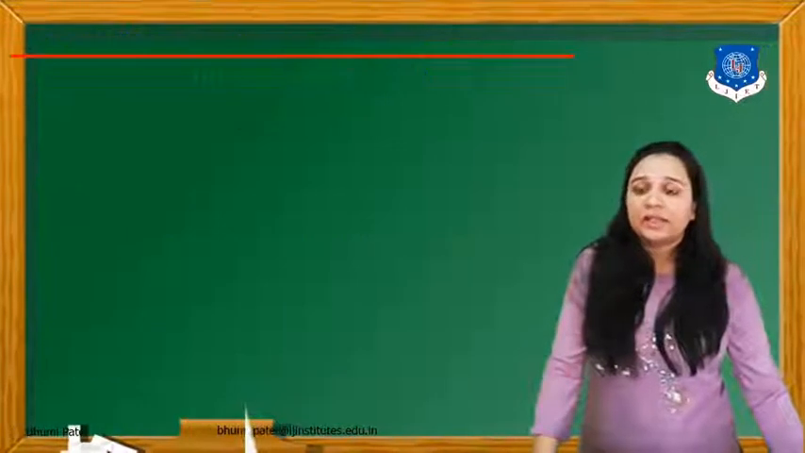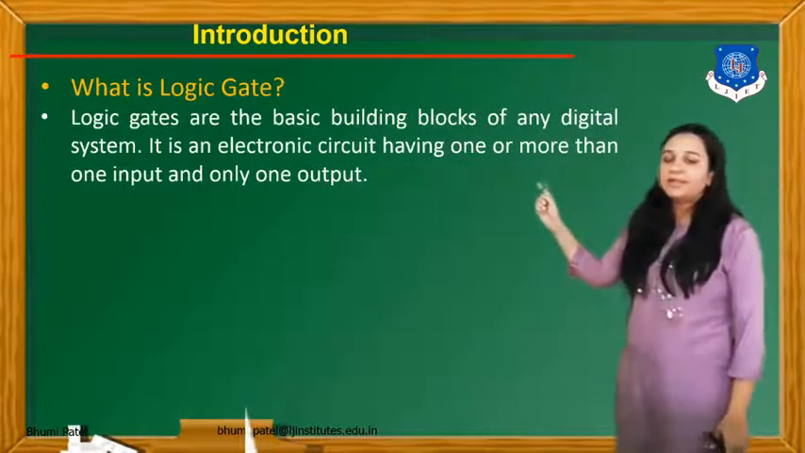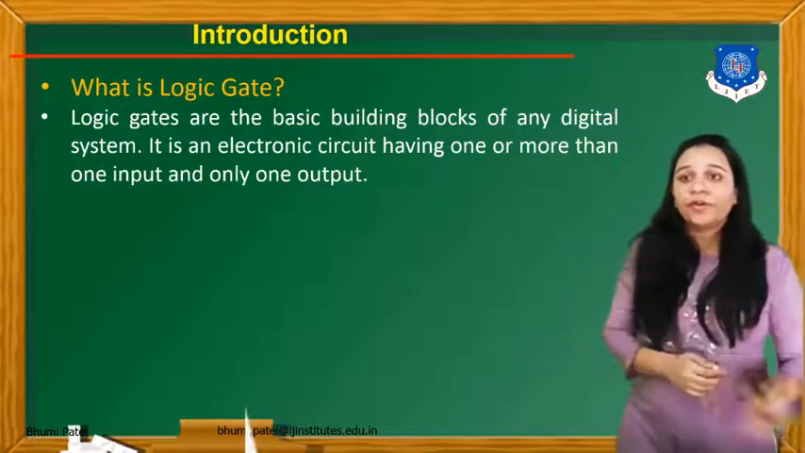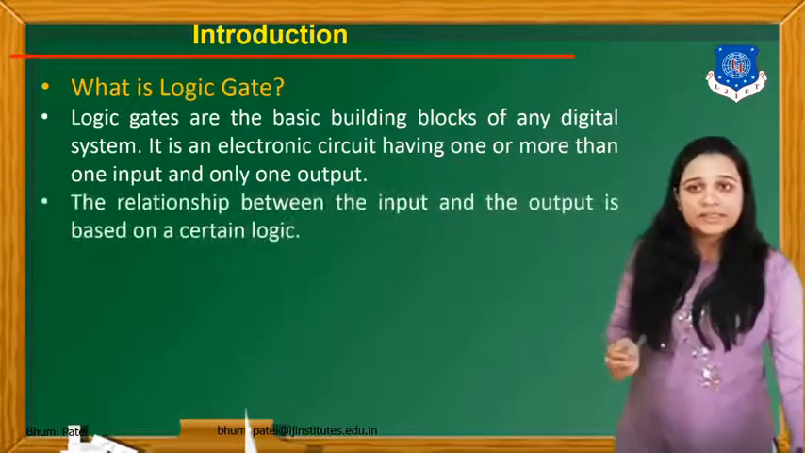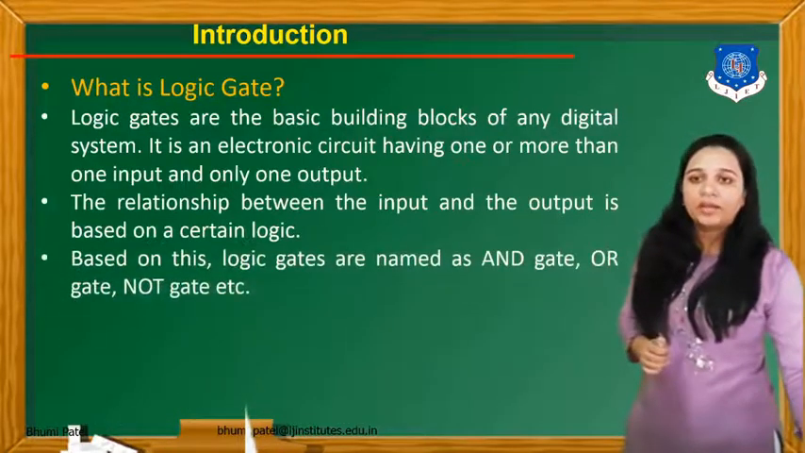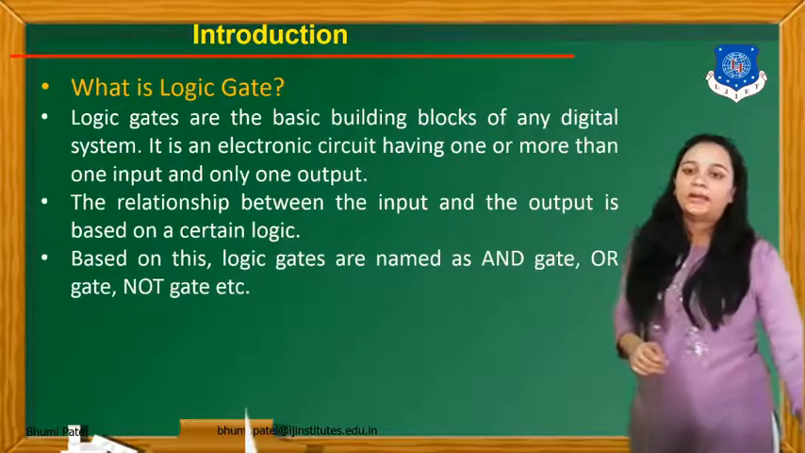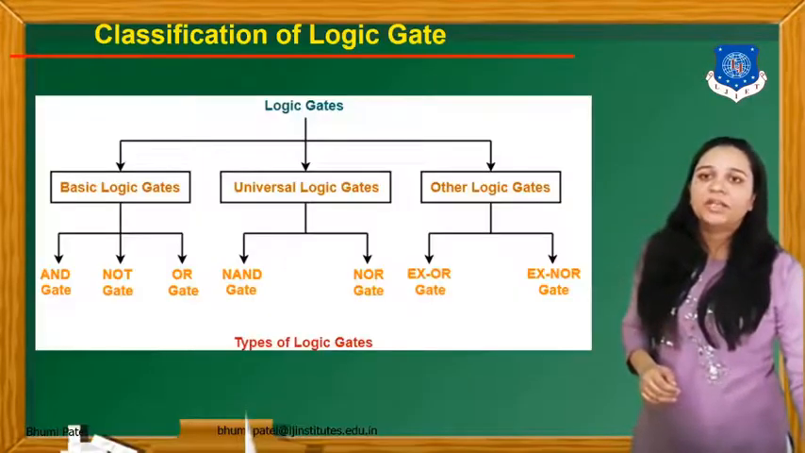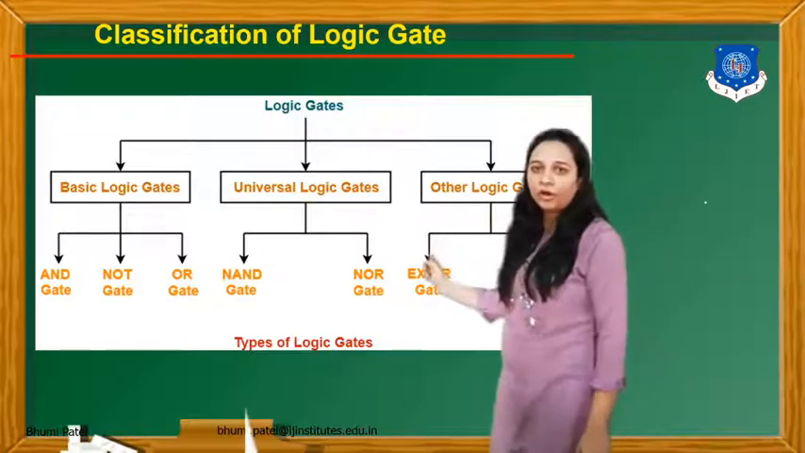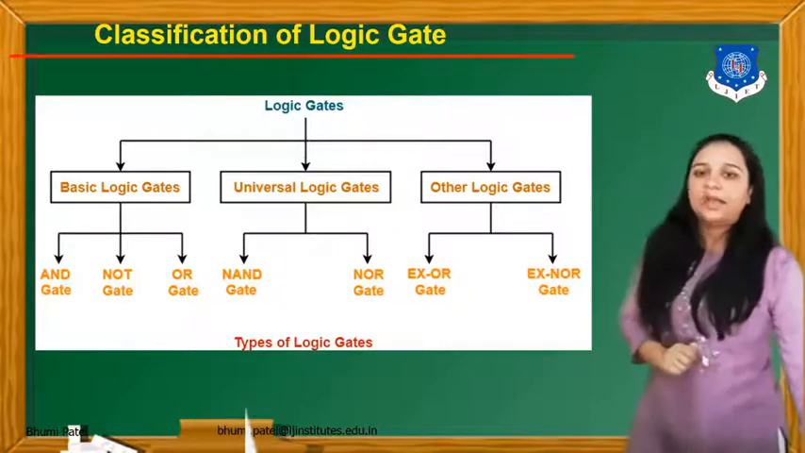So using these basic gates, what is a logic gate? Logic gates are the basic building blocks of any digital system that we have studied in the last session. It is an electronic circuit having one or more inputs and one output. The relationship between the input and the output is based on a certain logic that we have to identify, and based on this logic, gates are named AND gate, OR gate and NOT gate. So these are the types of logic gates. We have three basic logic gates, that is the AND, NOT and OR, then the universal logic gates, NAND and NOR gate, and other logic gates, that is XOR and the XNOR gate.